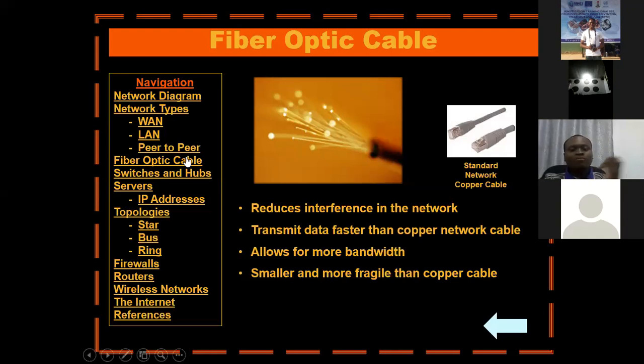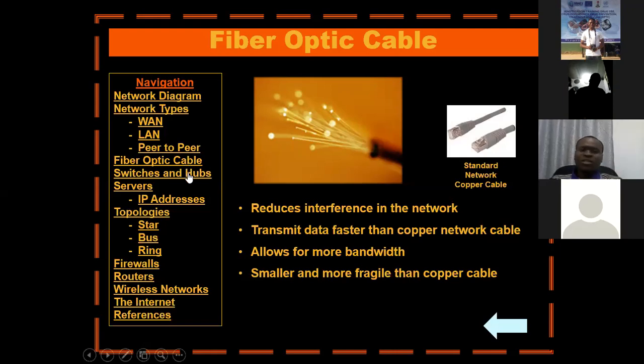Then the fiber optics allows for more bandwidth. With the help of fiber optics, data transmission on the network is usually much greater. It has the capacity to carry much more data. It is also smaller in shape and more fragile than the copper cable.